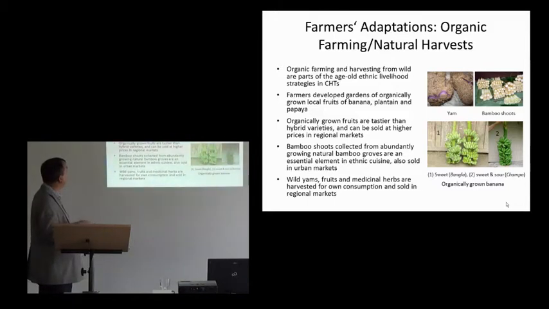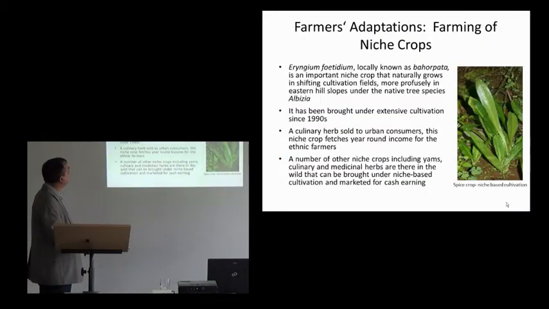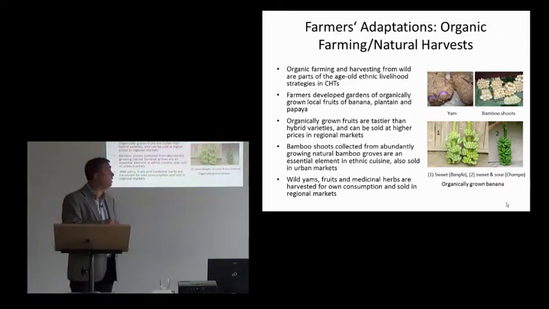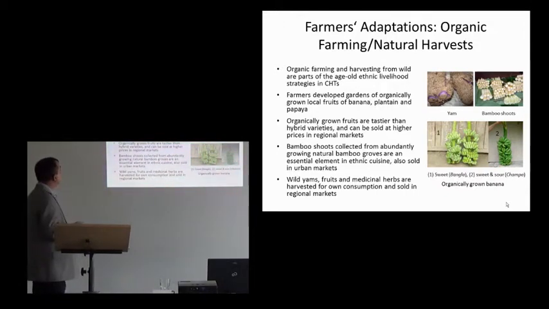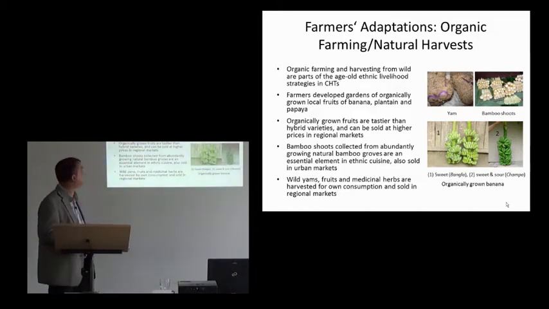So they have developed gardens of organically grown local fruits of banana, plantain, and papaya. And you can see two varieties here. These are landraces. You cannot find them anywhere else in the country. This is sweet, and this is sweet and sour. The local names I have put in italic. These two bananas they can harvest all year round, so they bring a lot of money for the farmers.